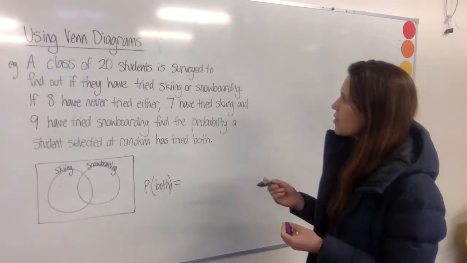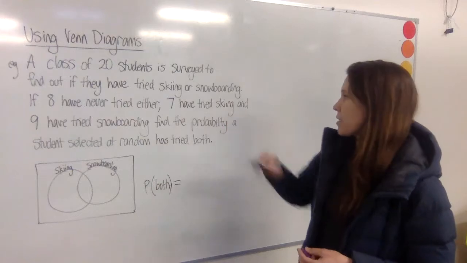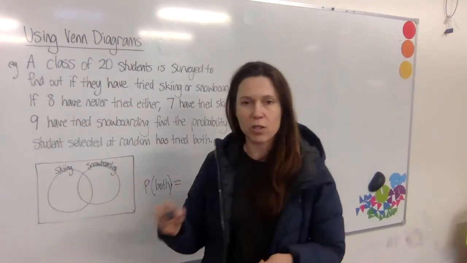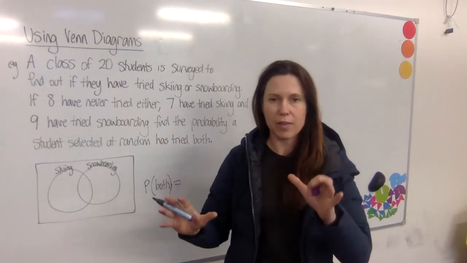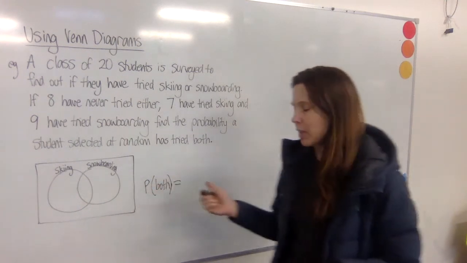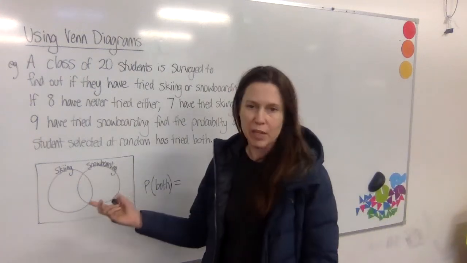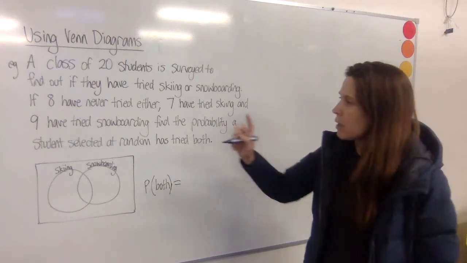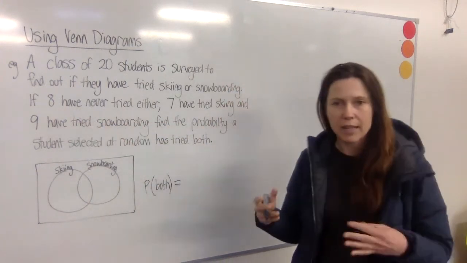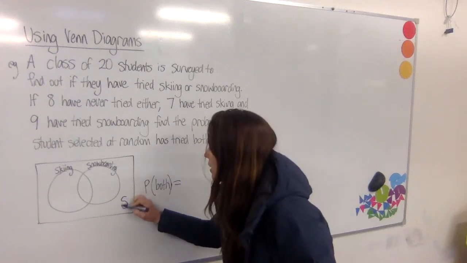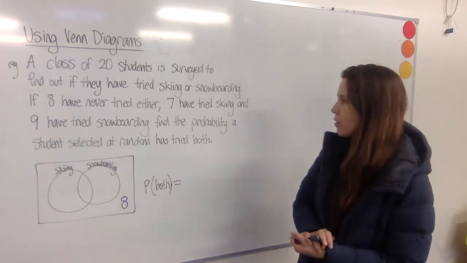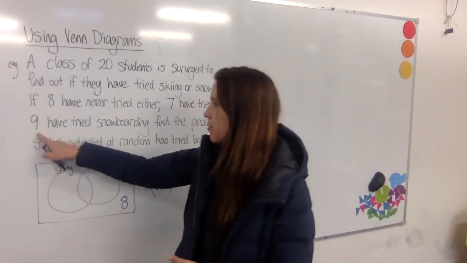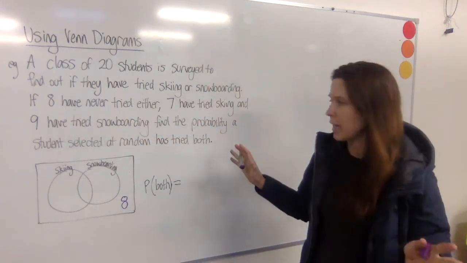I've got a class of 20 students and I've surveyed them to ask 2 questions actually. Now, Venn diagrams are perfect for 2 questions, maybe 3. Once you have more than that though, there's so many overlapping areas, they get a little bit crazy. But we'll just keep it simple, just pick 2 questions we can ask. Have they tried skiing or snowboarding? Now, if 8 have never tried either, if they've never tried either one, I can put them straight outside both sets. 7 have tried skiing and 9 have tried snowboarding, and that's all the information we get.